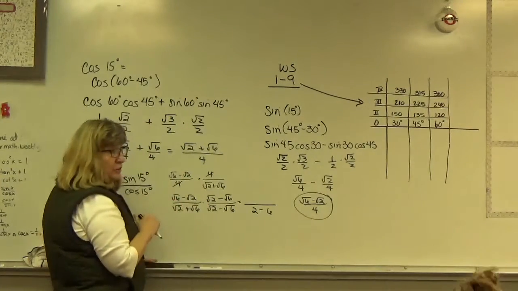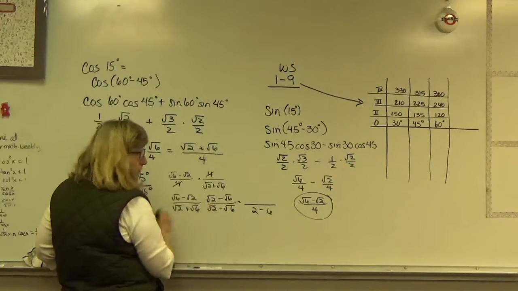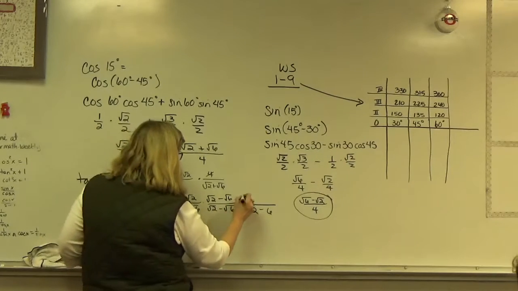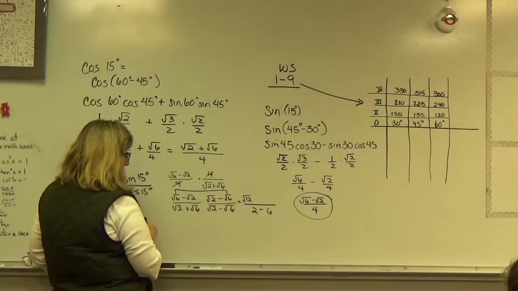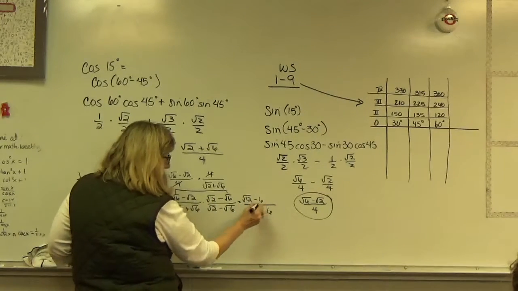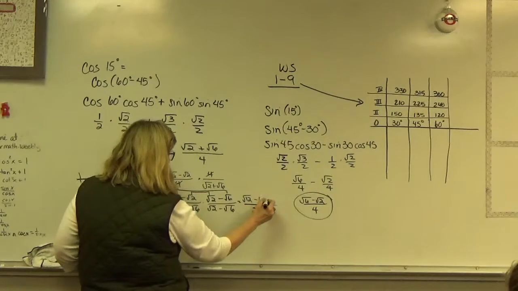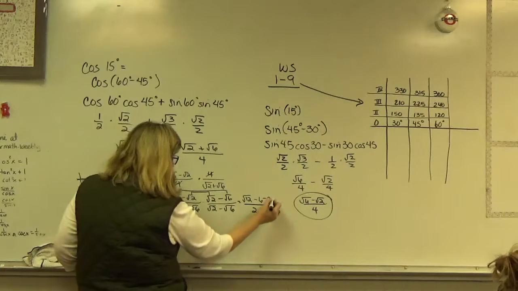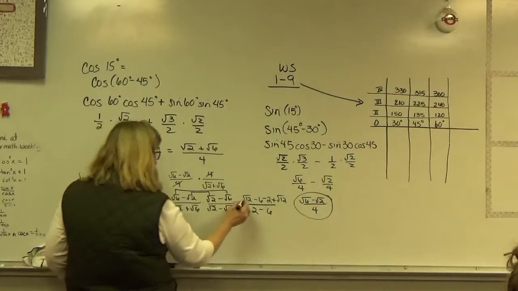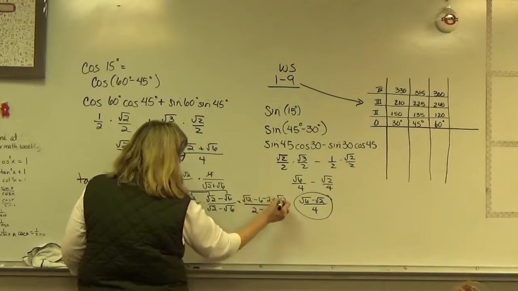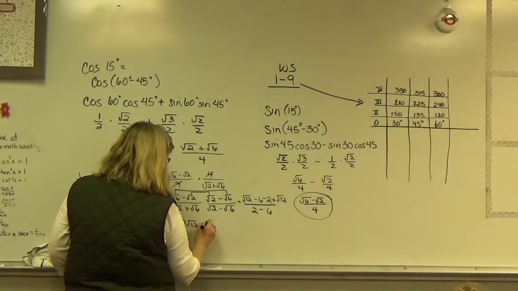On top, what do I have to do, though? FOIL. So what's first times first? Square root of 12. We'll worry about simplifying later. What's the outer? Negative 6, because the radical times the radical is itself. What about the inner? And last times last? Okay, now, combining like terms, radical 12 plus a radical 12 is 2 radical 12. 6 minus, a negative 6 minus 2 is a negative 8.